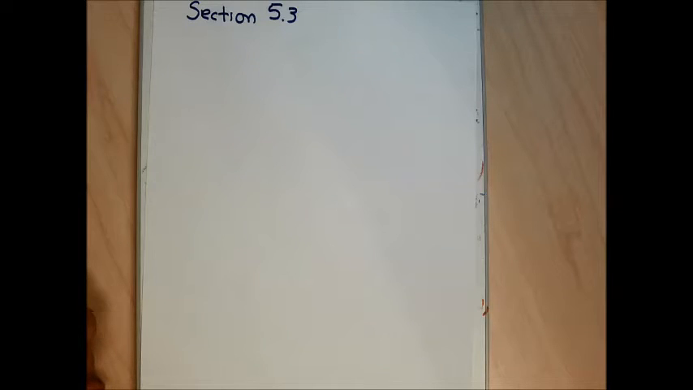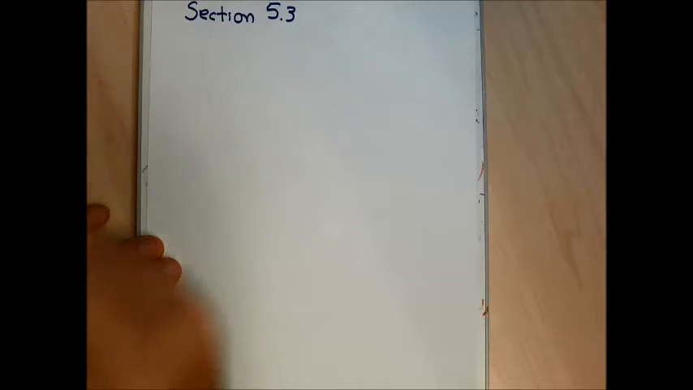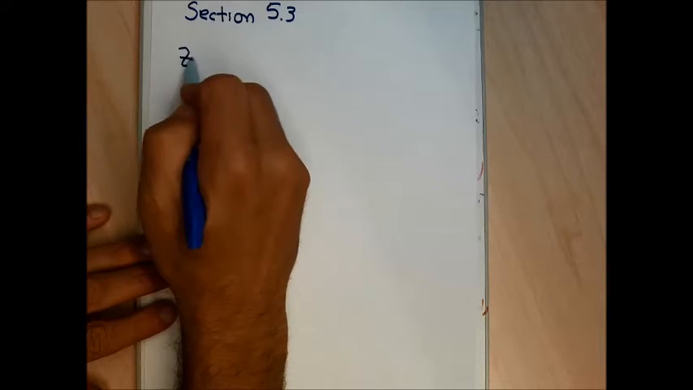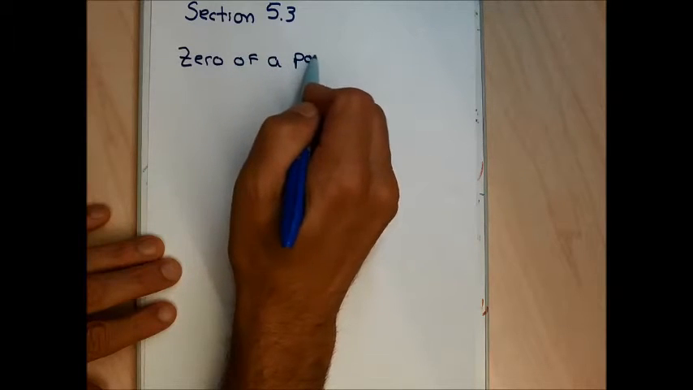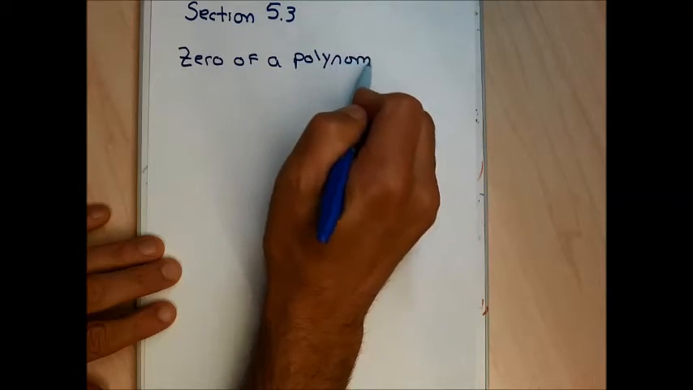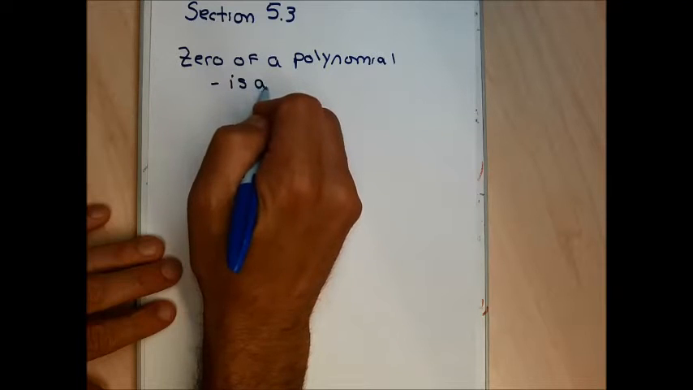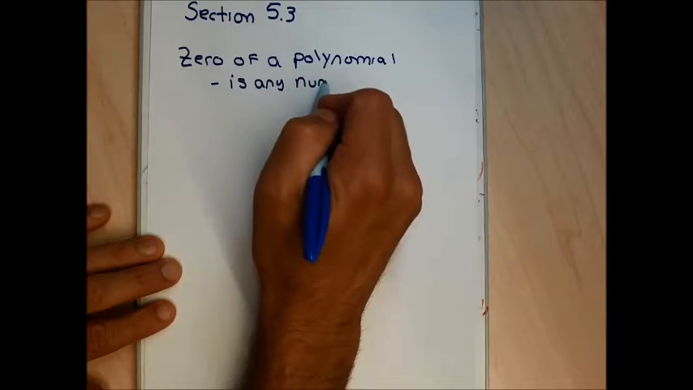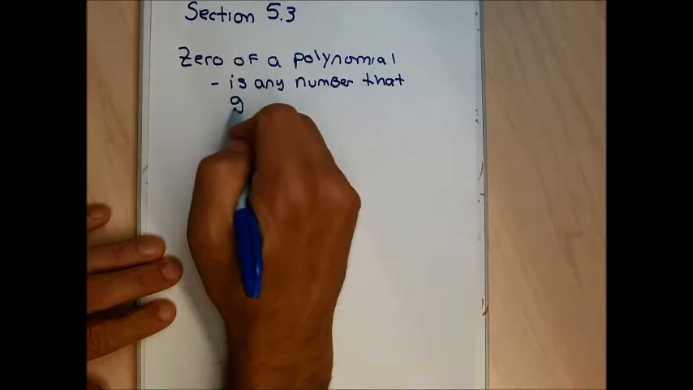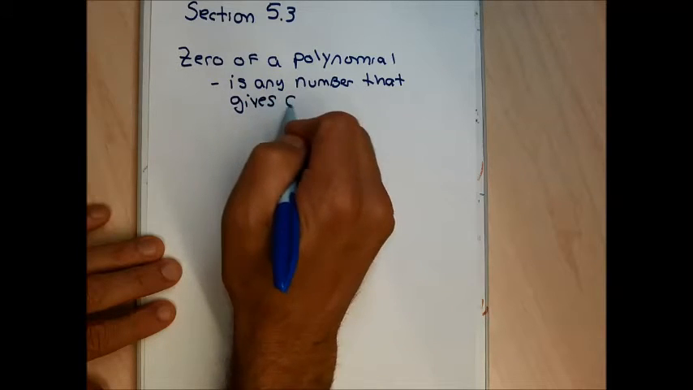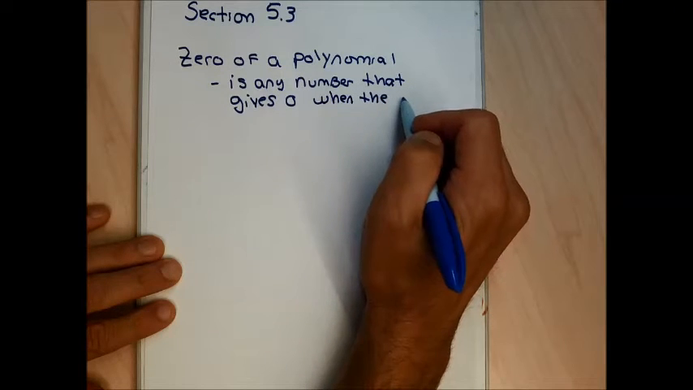So to get started in section 5.3, I have to understand one concept that you may or may not understand, and that's the concept of a zero of a polynomial. A zero of a polynomial is any number that gives a zero when the polynomial is evaluated at that number.